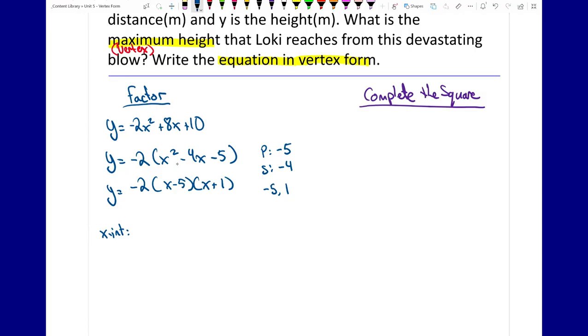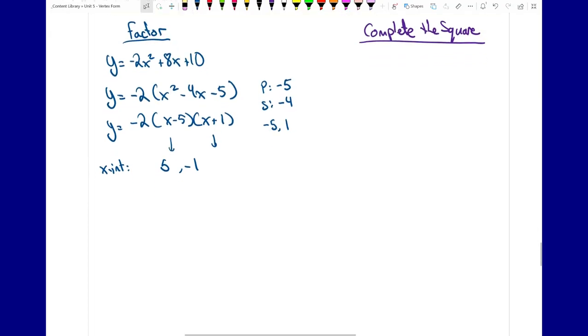And my x-intercepts are just going to be the opposite of these two values, because it is a simple trinomial. So my two x-intercepts are going to be positive 5 and negative 1. Now that I have my x-intercepts, I can find my axis of symmetry by adding those two together. So 5 plus negative 1 divided by 2, or 4 divided by 2, or 2.